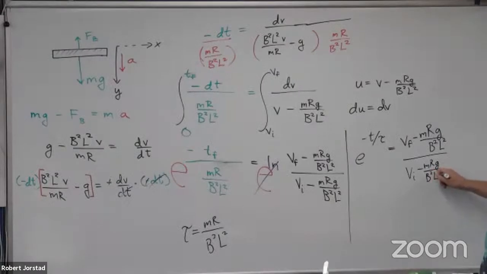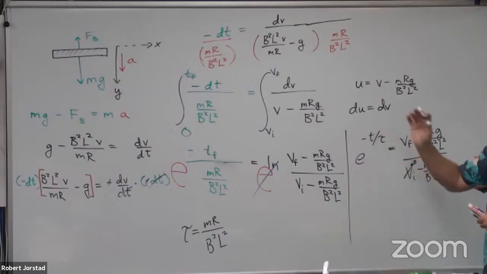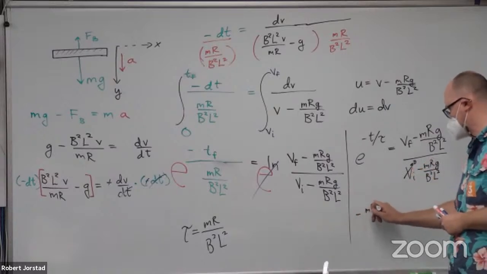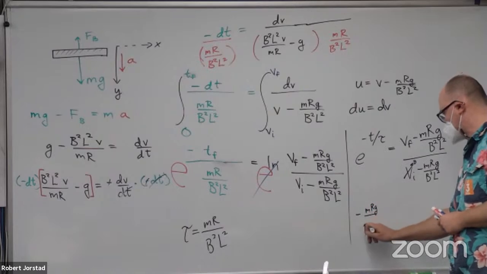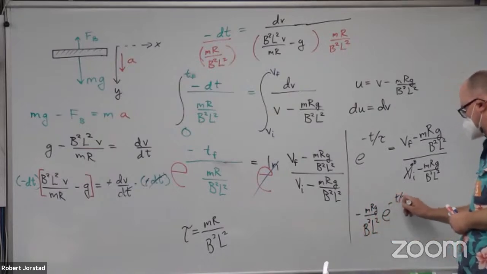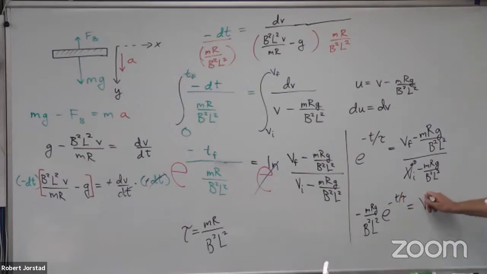Remind me, you remember what the initial velocity was for this scenario? It was 0, I think, if we release it from rest, right? So you could even plug in the initial goes to 0 right now. You could have done that hours ago, but whatever. In this case, when I bring that over, I get negative Mr. G over b squared L squared times e to the negative t over tau. You see it coming together?